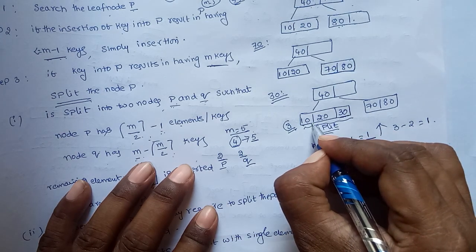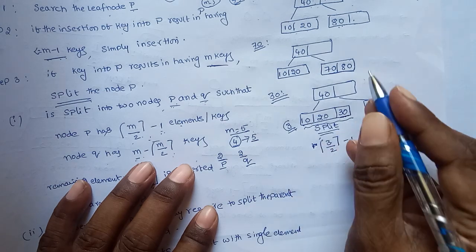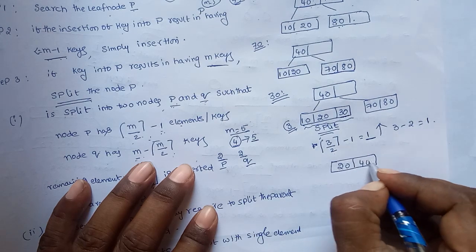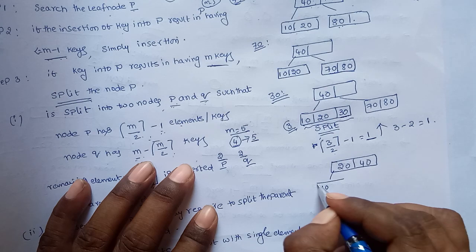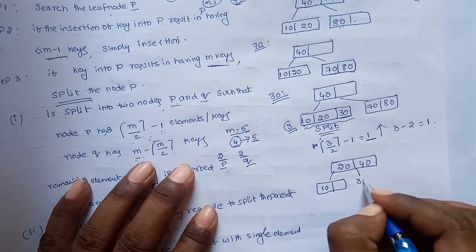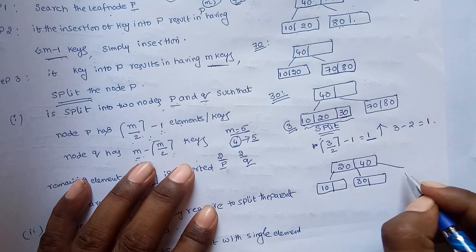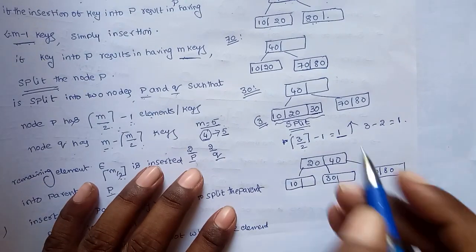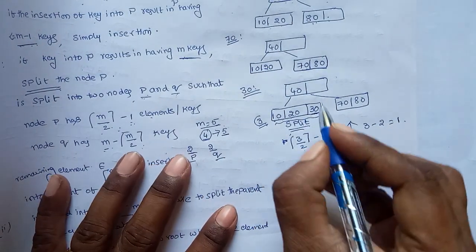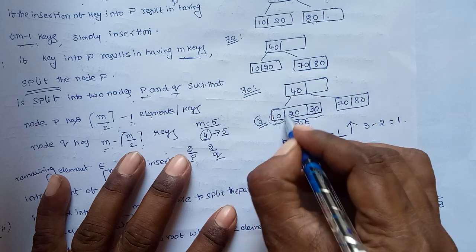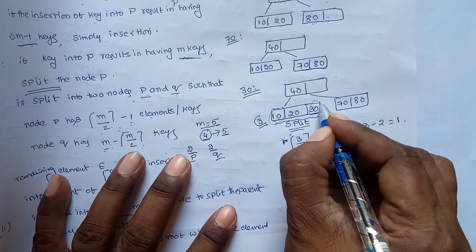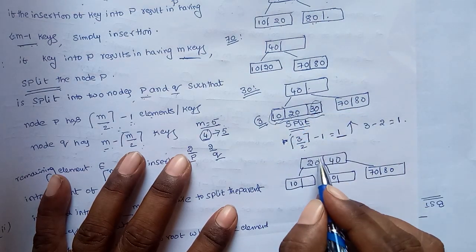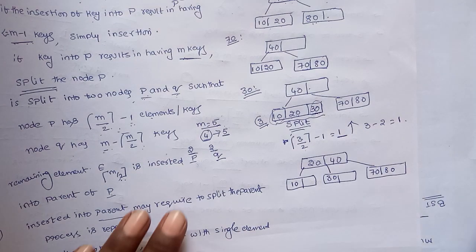The left subtree contains 10 and the right one contains 30. The middle one moves to the root node. The structure is 20, 40, 10, 30. Observe the structure. This node is split into 2 nodes. After splitting, one node contains 1 element and another node contains 1 element. The middle element moves to the root position, and according to the binary search tree, these are the positions.